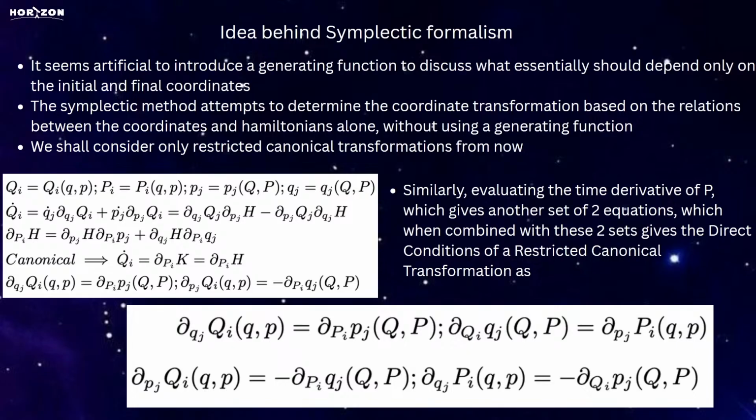It's also important to note we shall be only considering restricted canonical transformations from now on. A restricted canonical transformation is one where we have no explicit time dependence in the generating function. The coordinate transformations do not depend on time explicitly. That is what restricted canonical transformations are, and we'll be looking at the restricted canonical transformations in the symplectic formalism from now on.